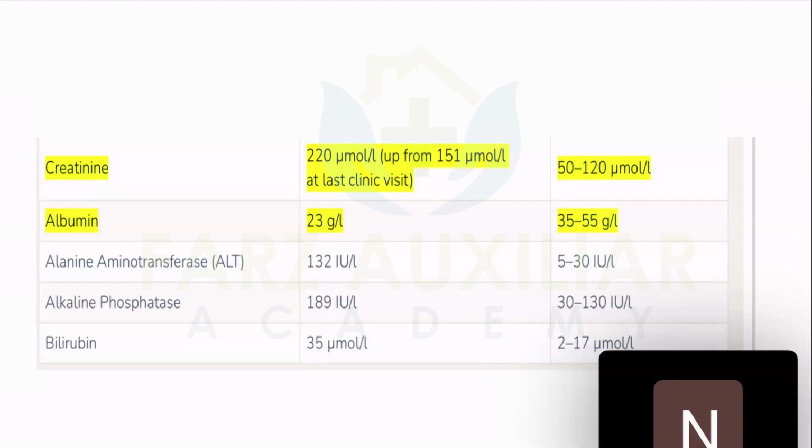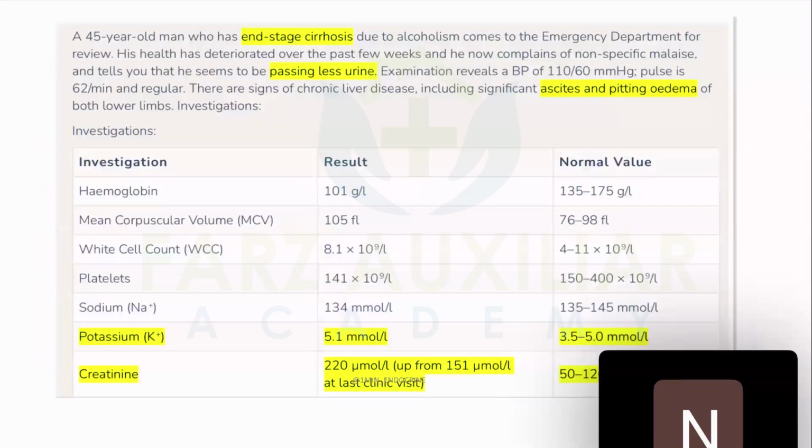So creatinine is high, albumin is low, ALT and alkaline phosphatase are a bit high. Bilirubin is of course high. Potassium is of course on the higher side because of the CKD part. So the patient is an alcoholism patient, with NSAID use and cirrhosis, now passing less urine, malaise, and there is ascites and pitting edema.